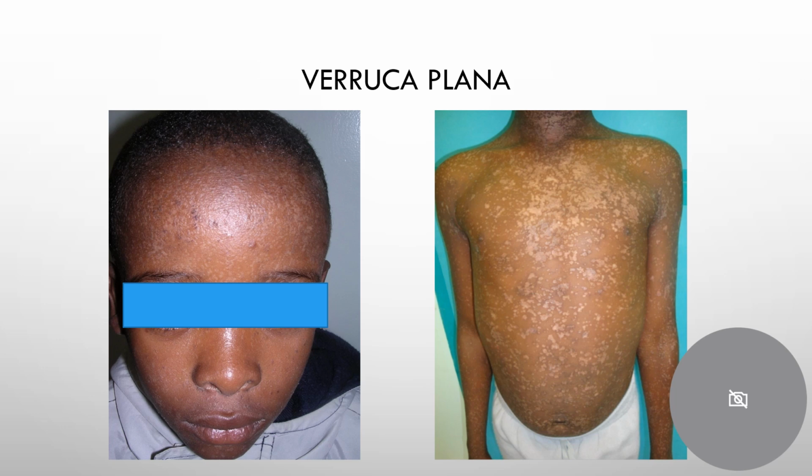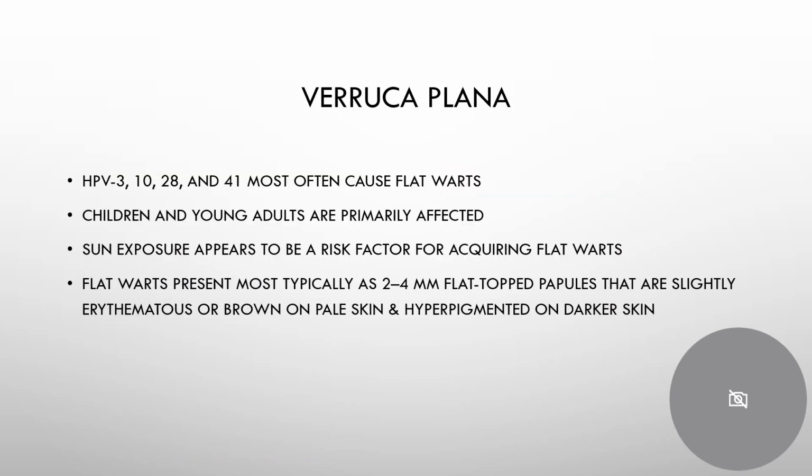Verruca plana is another common viral infection that is caused by HPV virus. As we can see, it's visualized as these fine, flat-topped, red-brown or hyperpigmented papules that commonly occur on the face and on the trunk. Verruca plana is caused by HPV 3, 10, 28, and 41. It's common in children, teenagers, and young adults, and is aggravated by sun exposure.